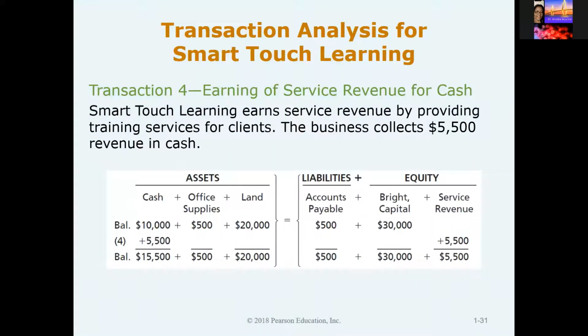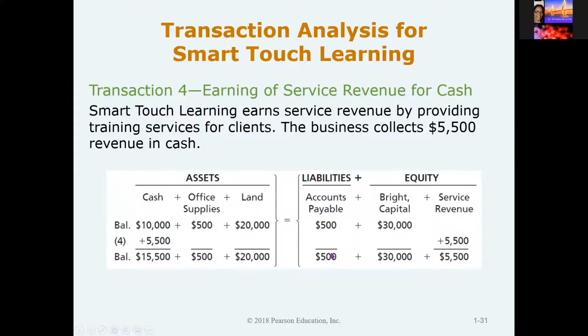Here in transaction 4, the company provides training services to customers. The customers pay cash for the services. So cash is going to increase. The customer paid $5,500 in cash. So your cash has increased to $15,500. You still have the $500 in office supplies, and then the $20,000 land.